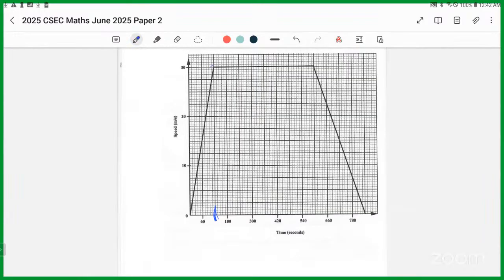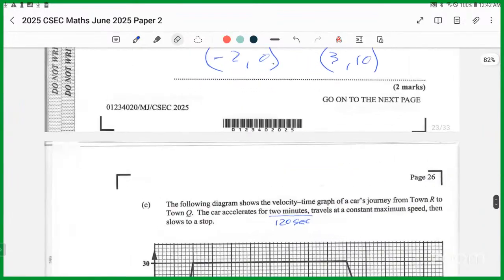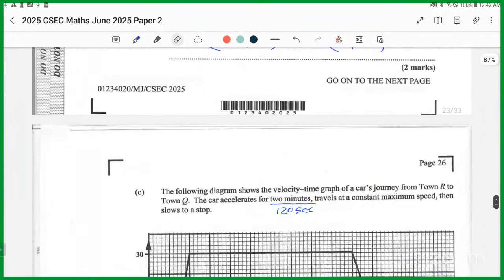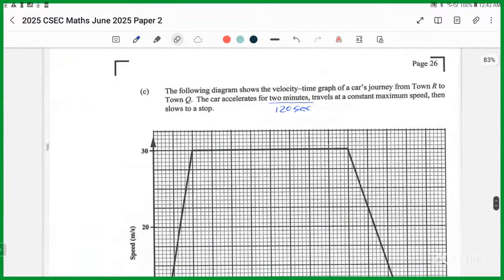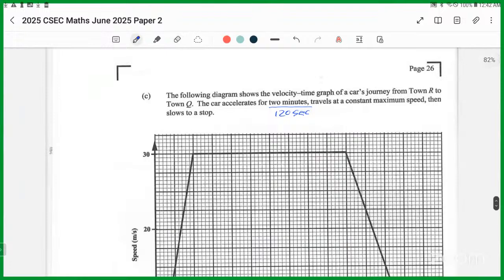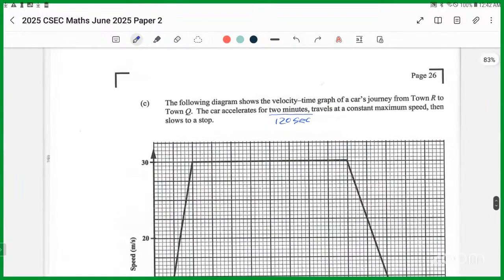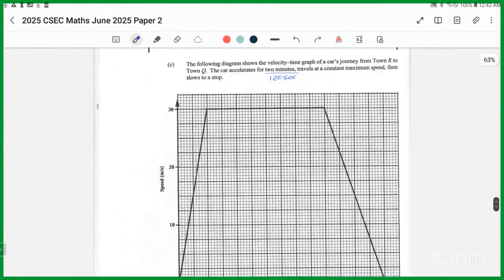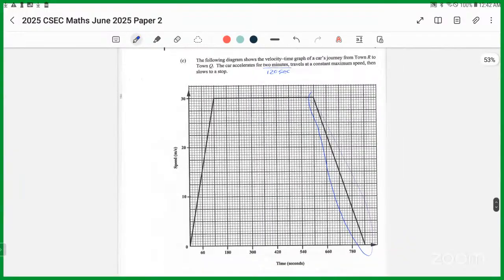It accelerates up to 30 meters per second in the first 2 minutes. All right, so it says the car accelerates for 2 minutes, then travels at a constant maximum speed. That's up here. It went at the maximum speed up here, at a constant maximum speed of 30 meters per second. Then it slows to a stop. So this is when it's slowing to a stop.